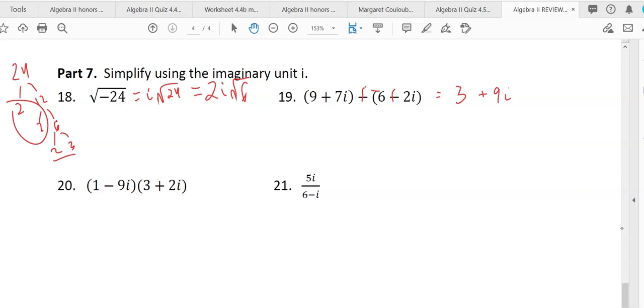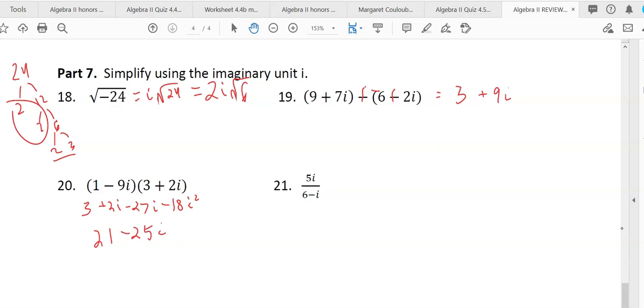FOIL this guy, so this would be 3 plus 2i minus 27i minus 18i squared. Now i squared is really negative 1, so that's plus 18. So 3 plus 18 is 21, and this would be minus 25i.